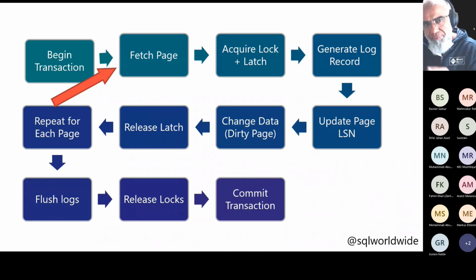And then it happens for each page, right? Because I said it's a billion records. So most likely your billion records are not going to fit in one 8K page. So it goes and keeps doing the same thing. Once it's done, it will flush the logs to the disk, only the logs, to release the log and say commit transaction.